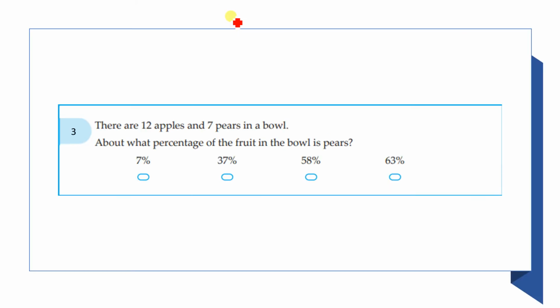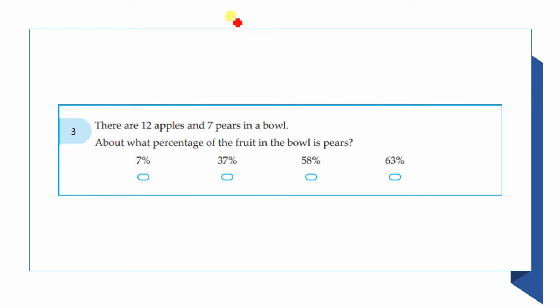There are 12 apples and 7 pears in a bowl. About what percentage of the fruit in the bowl is pears? So this can be worked out with short division exactly. We'll give that a go.